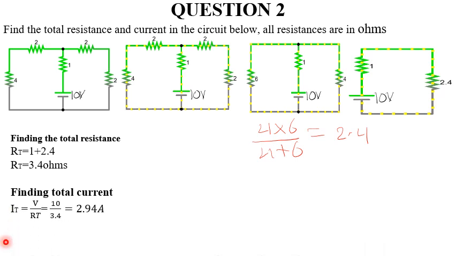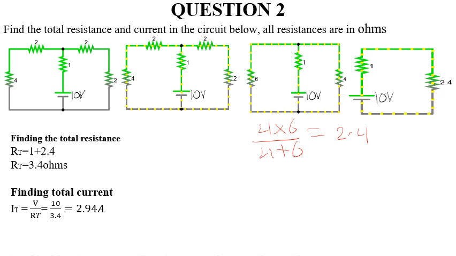Then we apply our Ohm's law to find our current. Total current is equal to the voltage over the total resistance, which is 3.4, and our answer is 2.94. So this is how we solve the question. Basically, you first identify resistors in series and add them up, resistors in parallel and add them up, find the total resistance, that is the RT, then we find our total current. So that is how we solve it.